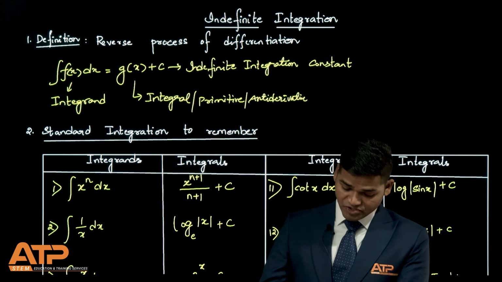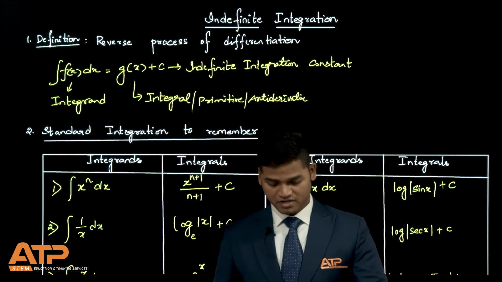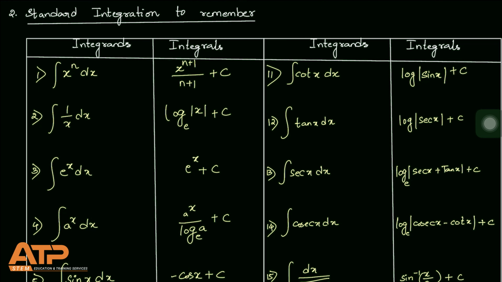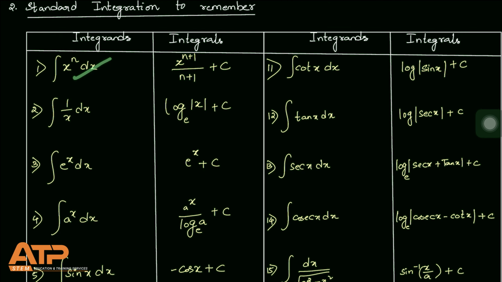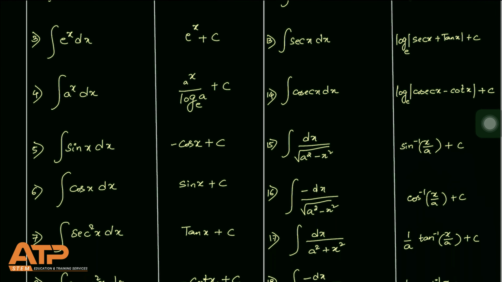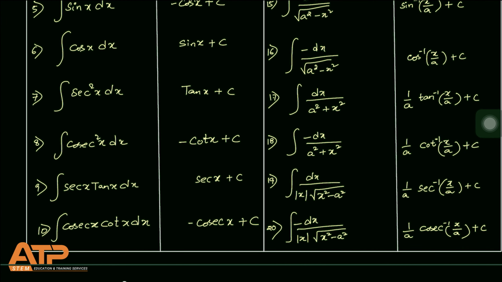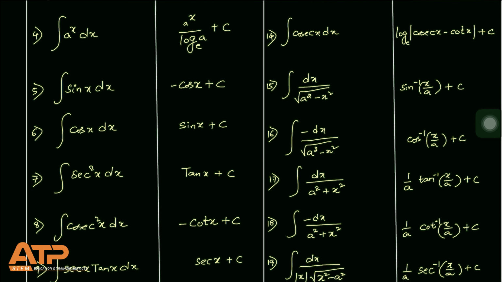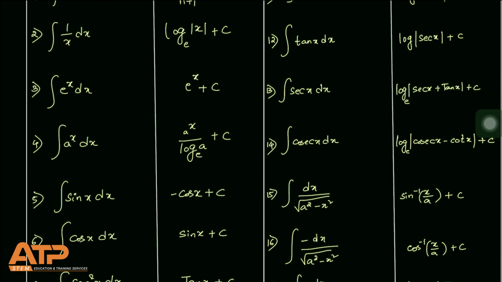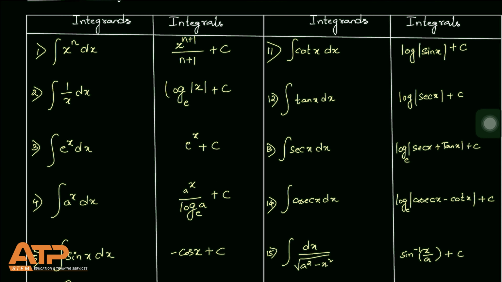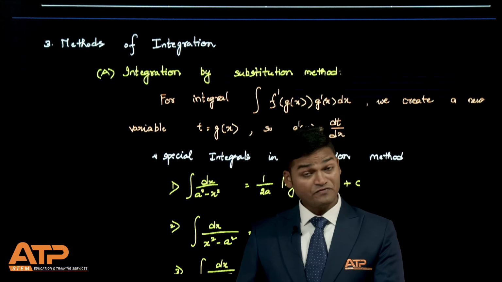So some of the integration results, standard integration results to remember, I have given a list of 20. You can go through that. So starting from integration x power n dx to the trigonometric and to the inverse trigonometric, so these are the 20 formulas. If you keep in your head, all the questions you can solve very quickly. Okay, so let's see the methods of integration.